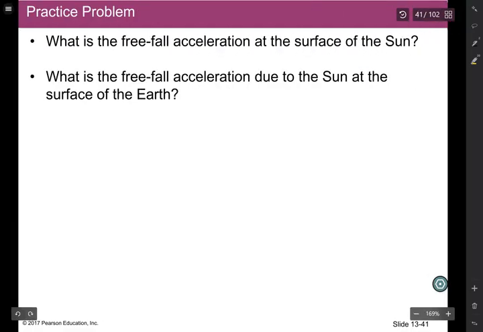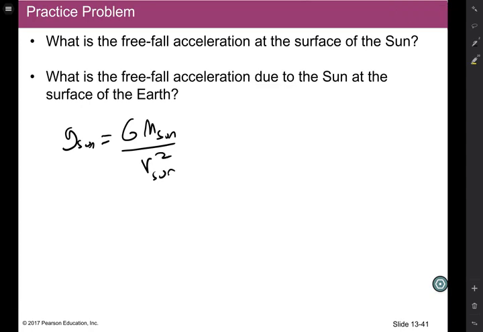All right, so what's the free fall acceleration at the surface of the sun? Well, to answer this, we need the mass of the sun and the radius of the sun. Then we can calculate g sun is G M sun over r sun squared. And this is one of those problems where I said you need to use that table of astronomical data. Just look them up, plug them in. If you do that, you get 274 meters per second squared.